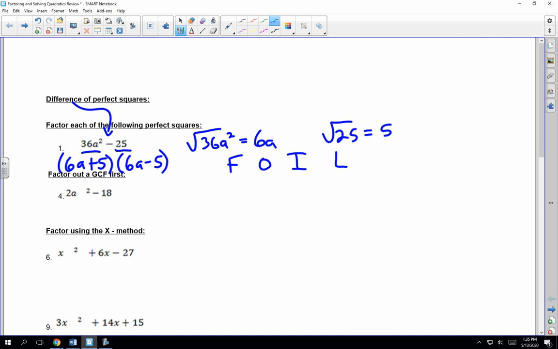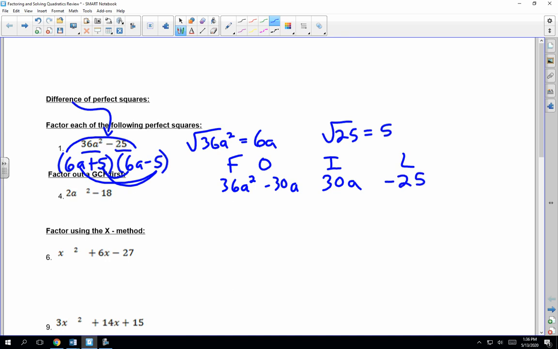The first term, 6a times 6a, gives me 36a squared. The outer terms, which are 6a times negative 5, is negative 30a. The inner terms, 5 times positive 6a, is positive 30a. And the last terms are 5 times negative 5, which is negative 25. And what you can see is if you combine the like terms here, the outer and inner terms cancel to equal 0, and you're left with the original problem, 36a squared minus 25.